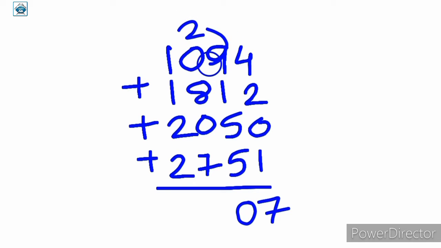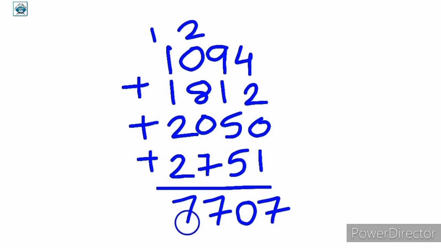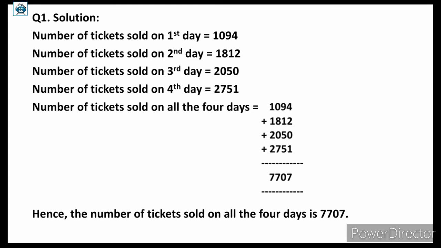So 2 plus 0 is 2 itself, 2 plus 8 is 10, 10 plus 0 again 10, and 10 plus 7 is 17. So here we will write 7 and 1 is carried forward. Again 1 plus 1, 2, 2 plus 1, 3, 3 plus 2 is 5 and 5 plus 2 is 7. So here the total number of tickets sold on all the 4 days is 7707. In this way, you need to write the solution in your notebook.